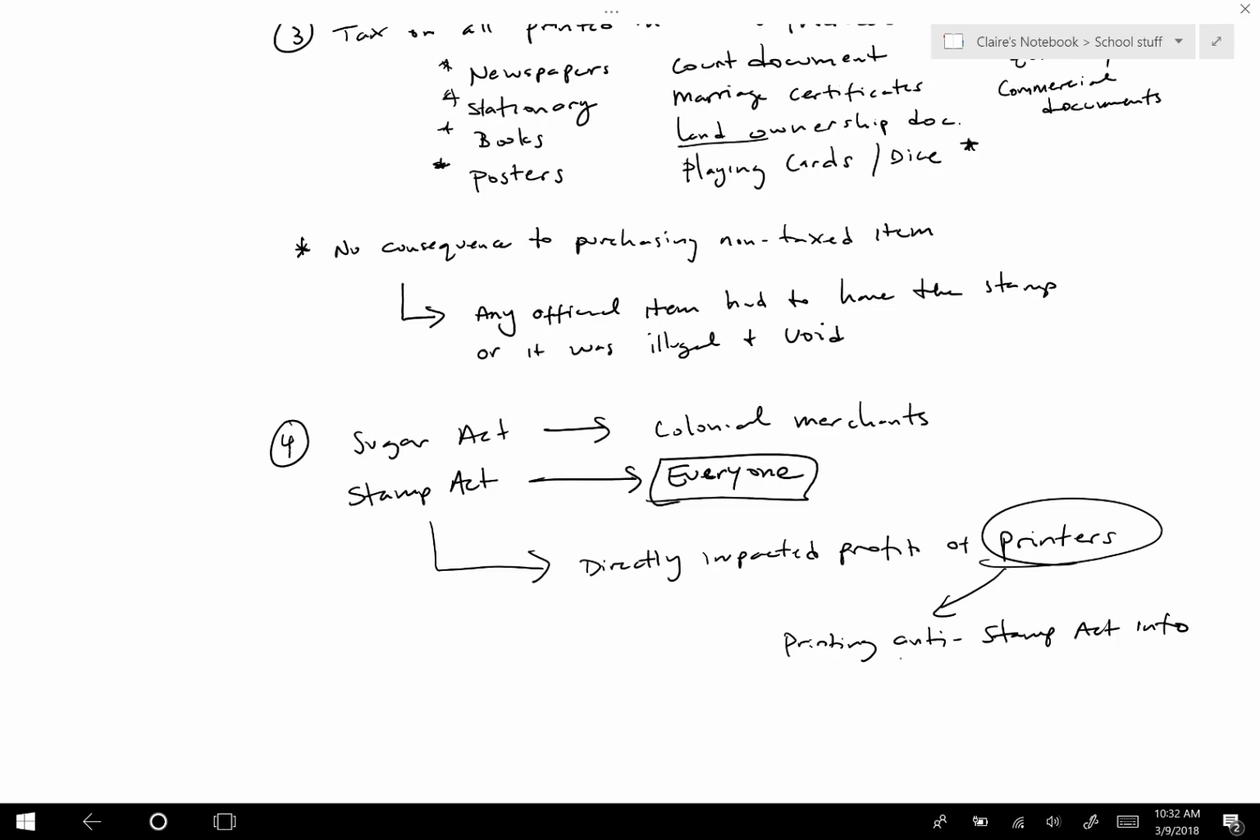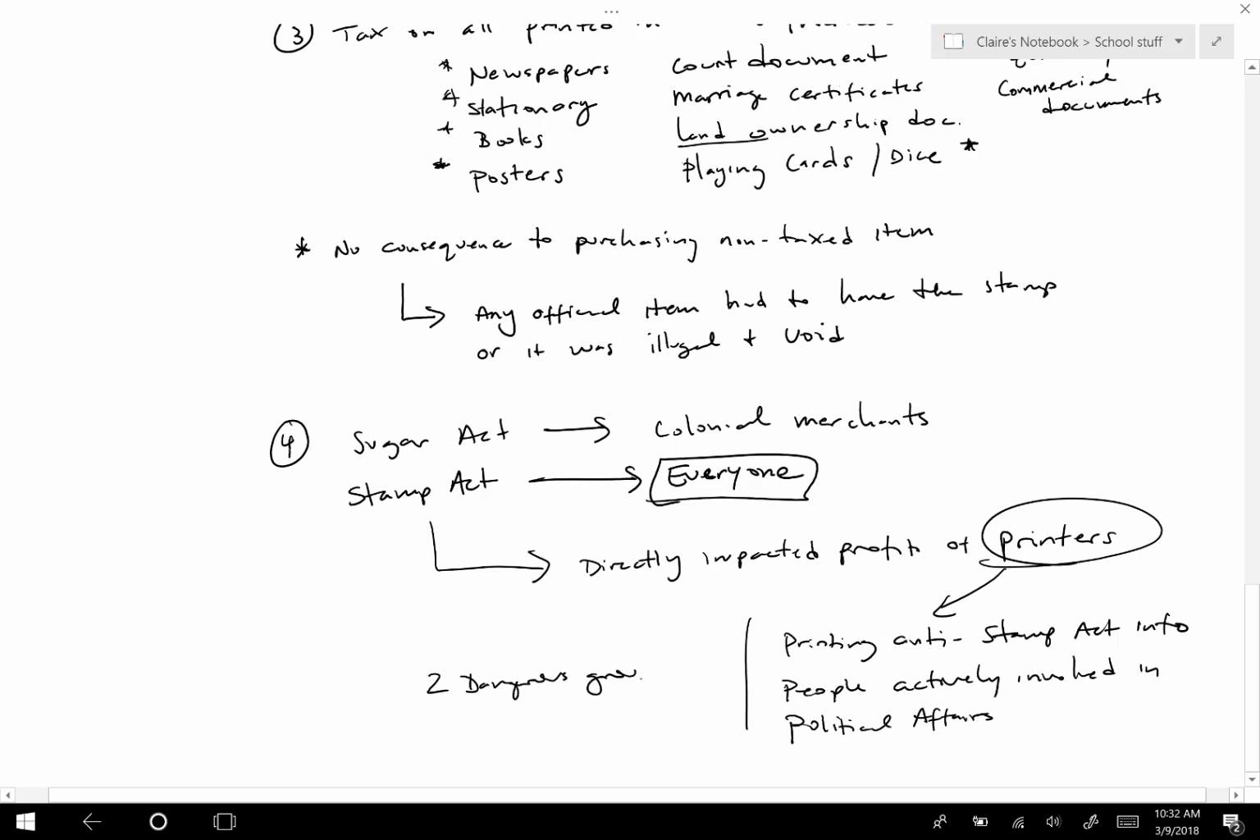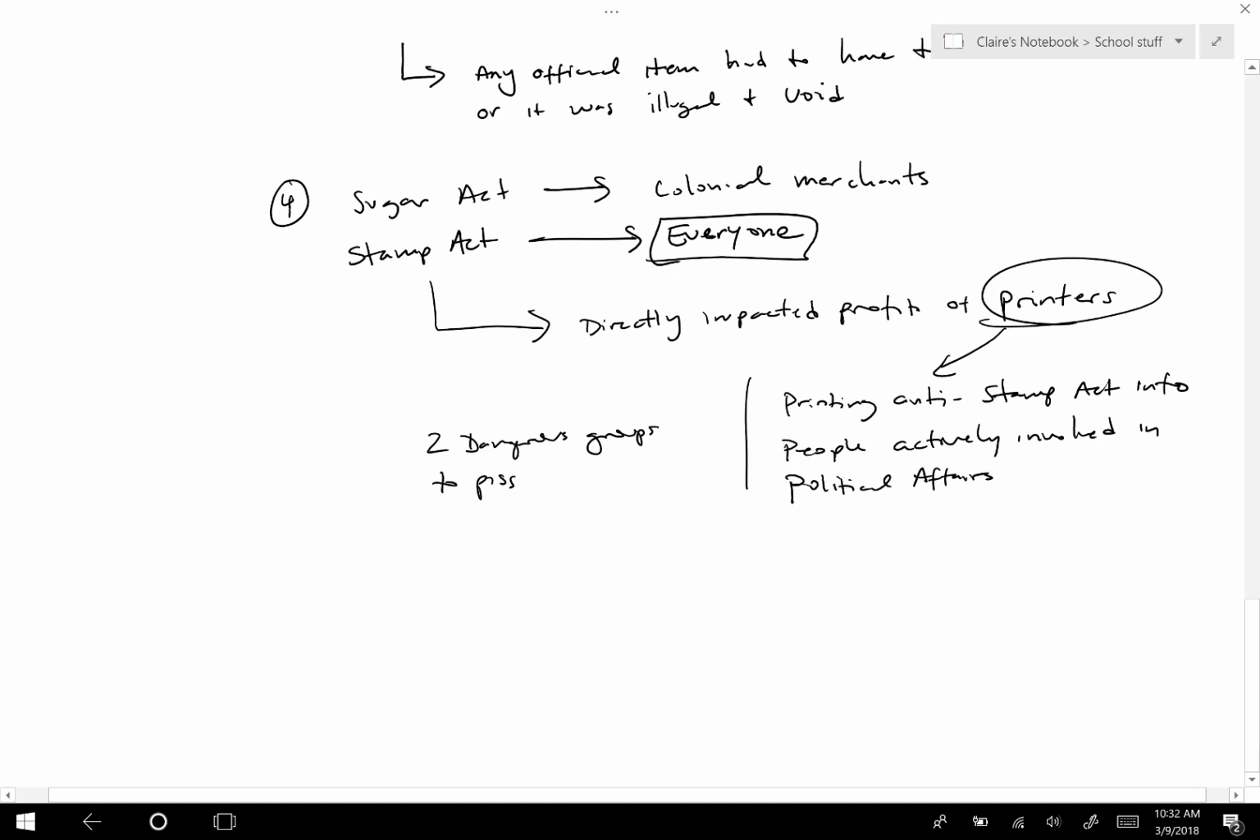So not only was it printers, but people actively involved in political affairs. Right, so you got the two dangerous groups to upset if you're wanting to have them, I guess, be activists, right? This is the idea, that you just selected the ones most likely to be activists at this point to promote that.